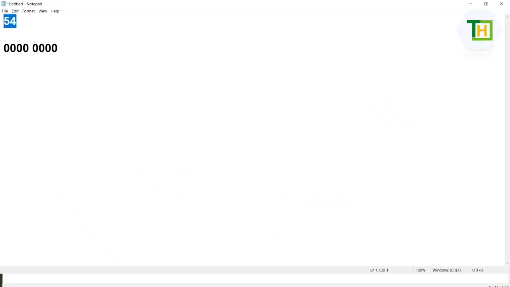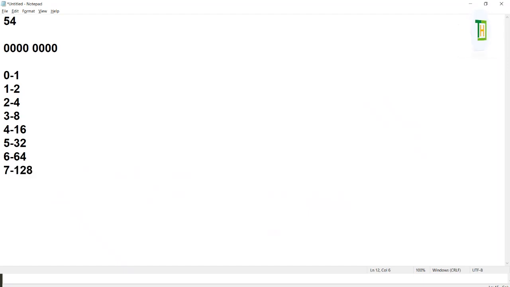54. This is 2 power 0, 2 power 1, 2 power 2, 2 power 3, 2 power 4, 2 power 5, 2 power 6, 2 power 7. Now we have to know the 2 power table. 2 power 0 means 1, 2 power 1 means 2, 2 power 2 means 4, 2 power 3 means 8, 2 power 4 means 16, 2 power 5 means 32, 2 power 6 means 64, 2 power 7 means 128. We have to know about this table.